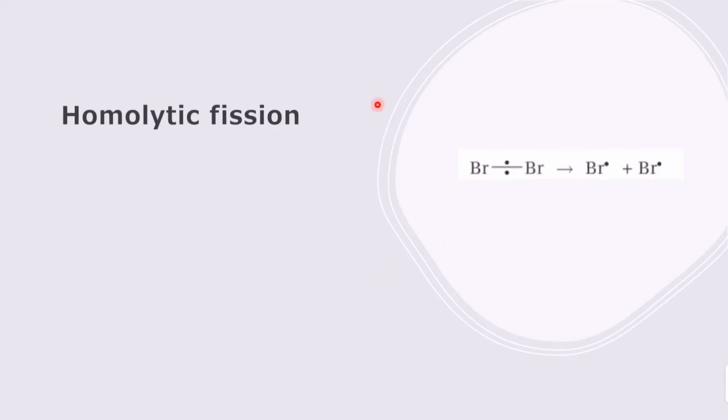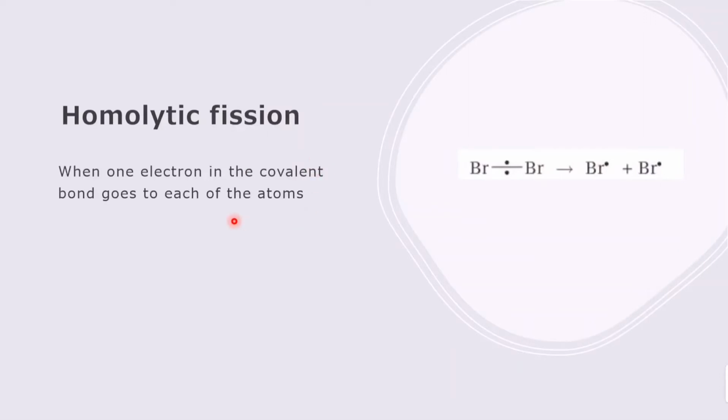Now, homolytic fission. Homolytic fission is when one electron in the covalent bond goes to each of the atoms. So if this is our covalent molecule, we have our two bonding electrons, and during homolytic fission, one of the bonding electrons goes to each of the atoms in our covalent bond. And this forms two radicals, and radicals are species with an unpaired electron, and these are very highly reactive and usually react with anything they touch.